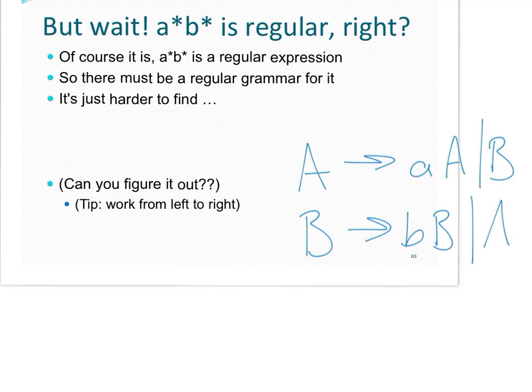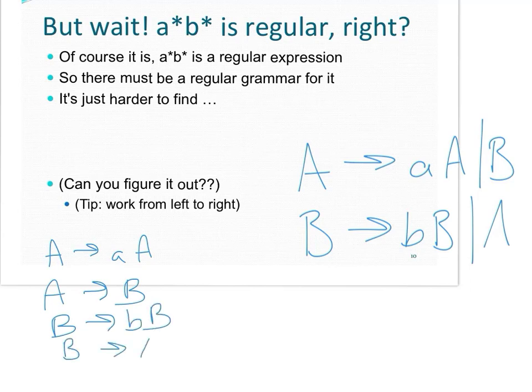So in this case, if we were to expand these rules, it really is A goes to little a big A, A goes to B, B goes to little b big B, B goes to lambda. So if we just give the production rules and we're not actually giving the full 4-tuple for our grammar, we say that our start symbol for this grammar is A, right? Because A appears here on the left side of the first rule.